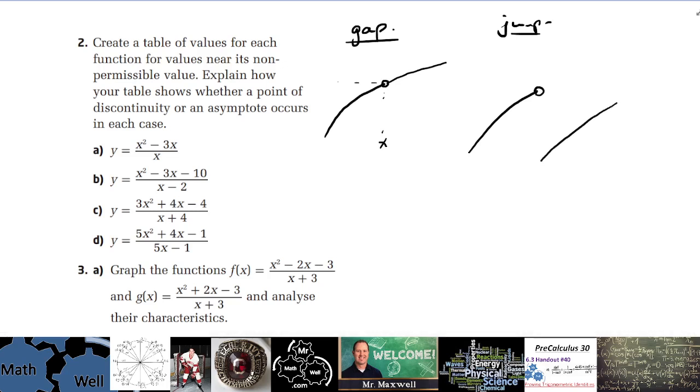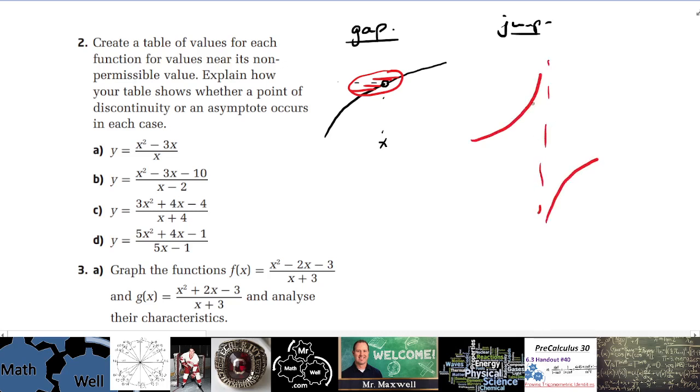So what this question is asking you is, find out what these y values are just before the restricted value, and find out what they are just after. If those values are all really close, it's just a gap. If they're not close, it could be a jump, or in many of our cases, a vertical asymptote, right? So if you have a very large positive value on one side of the restricted value and then a very large negative value on the other side, you know it's an asymptote. So it's either an asymptote or a gap. A point of discontinuity is what we call a gap here.